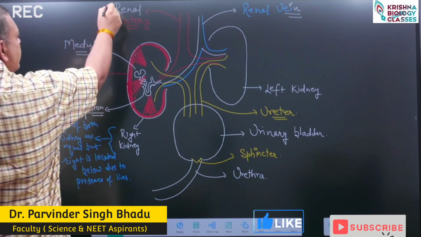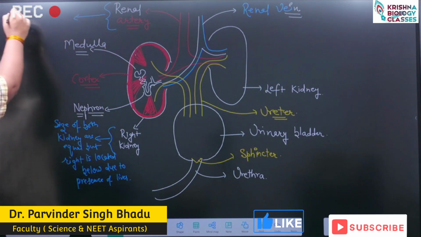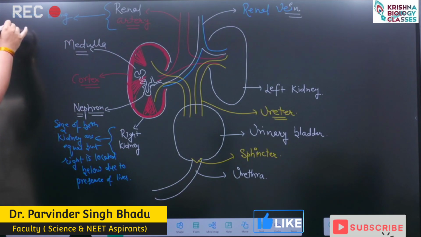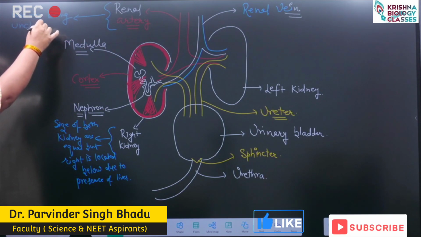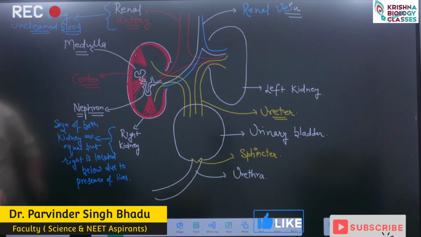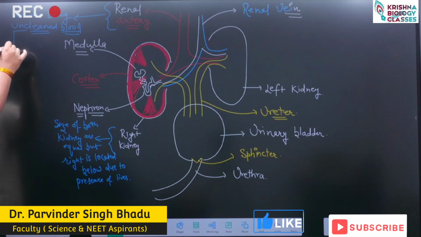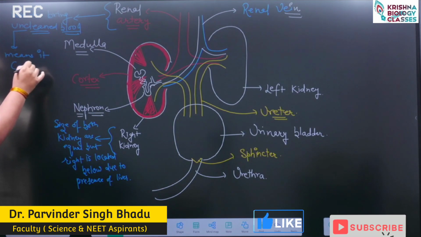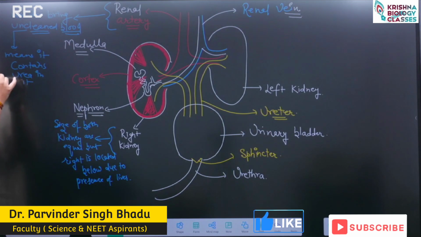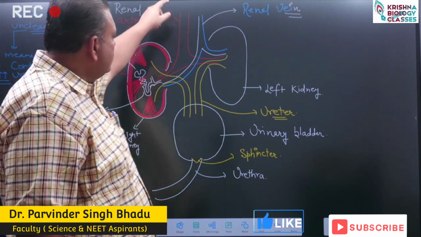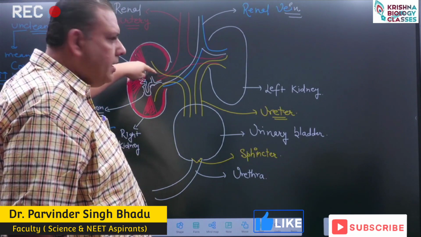Inside the kidneys, the renal artery used to bring uncleaned blood. Whenever we use the term unclean blood, it means it contains urea in it, more urea in it. So the renal artery will bring the unclean blood.